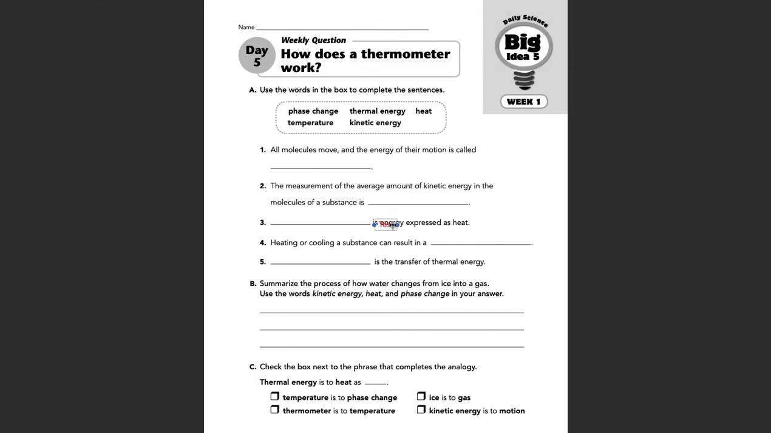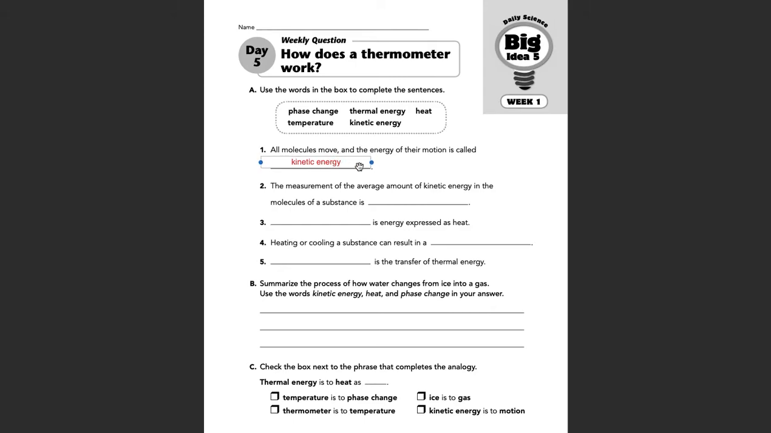So we have our first sentence here: all molecules move, and the energy of their motion is called blank. So we should know that the energy associated with any type of movement would be kinetic energy. That is something that we should be very familiar with, especially not just through Bellwork, but through our energy unit as well.